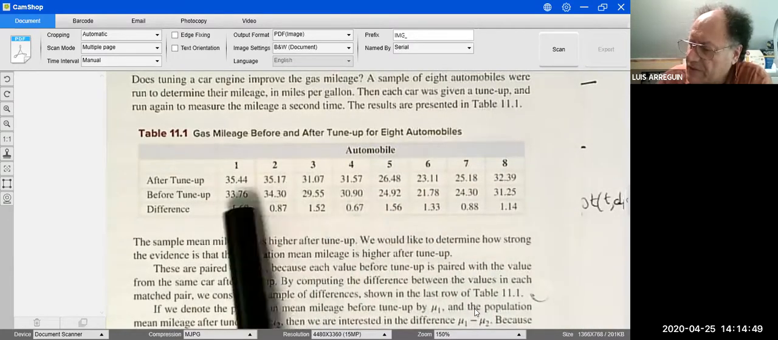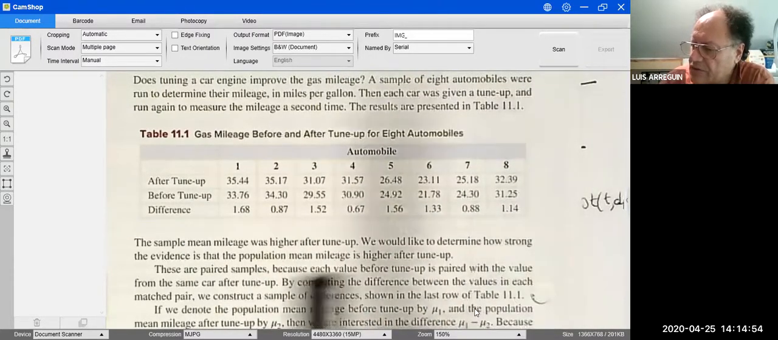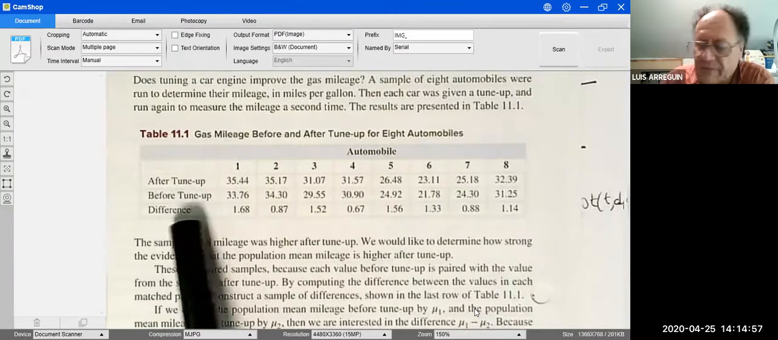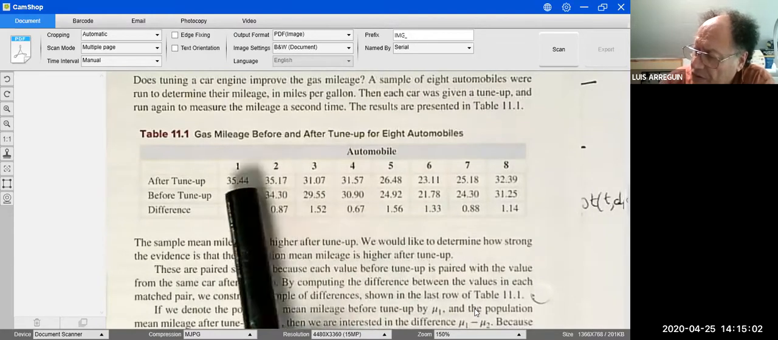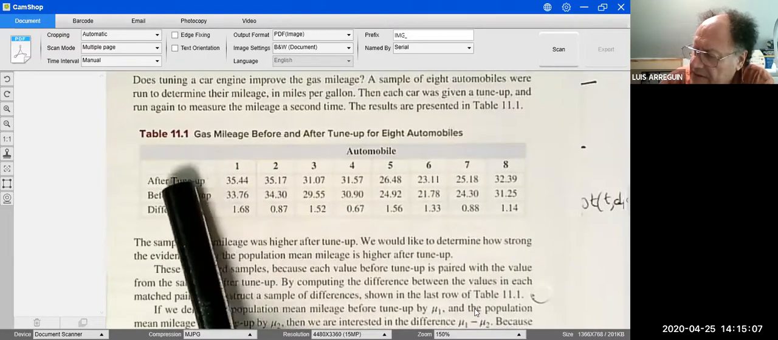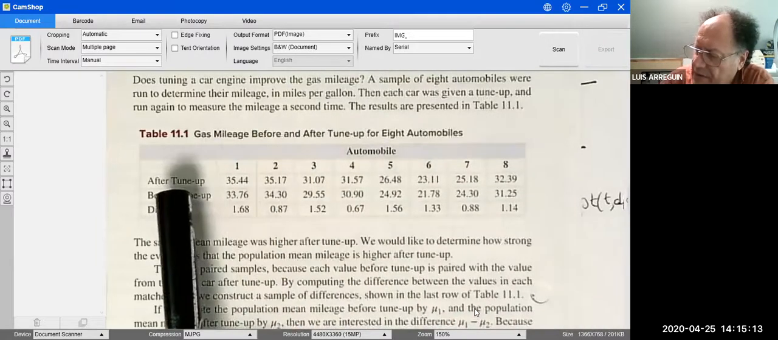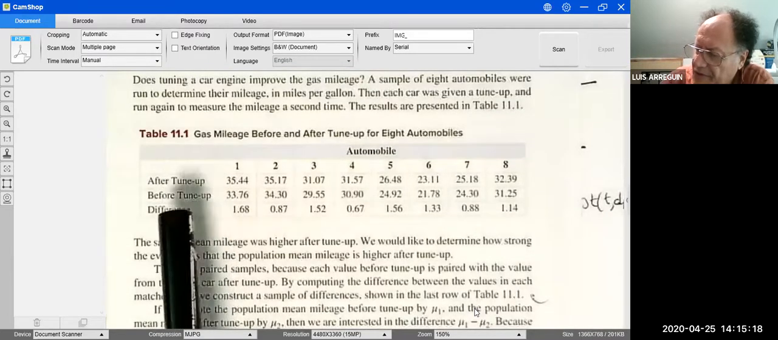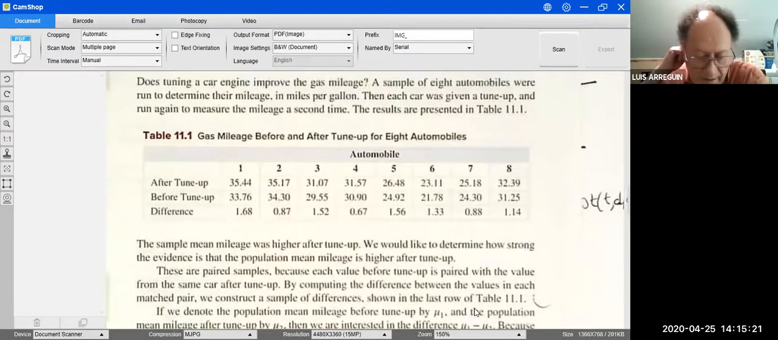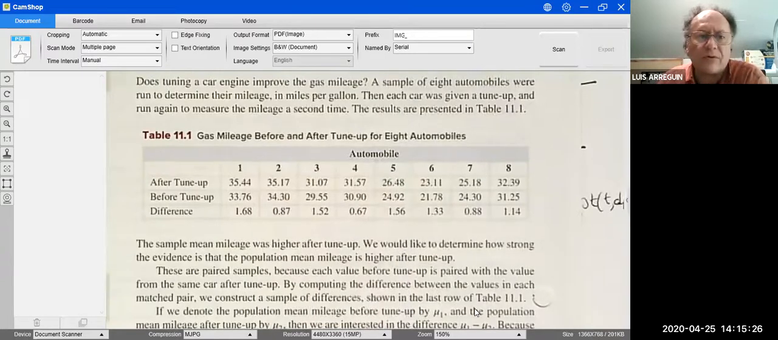So the first step is that we're going to compute the differences. Since they are indicating us to use table 11.1, they already computed the difference. But in the exam or in the quizzes that you're going to solve later, you're usually going to have only the first two rows. You can write this in this horizontal format, or you can write this in a vertical format. So the first column might be before tune-up, the second column might be after tune-up, and the third column might be the difference. The important thing is that you need to compute the differences to be able to conduct the test.